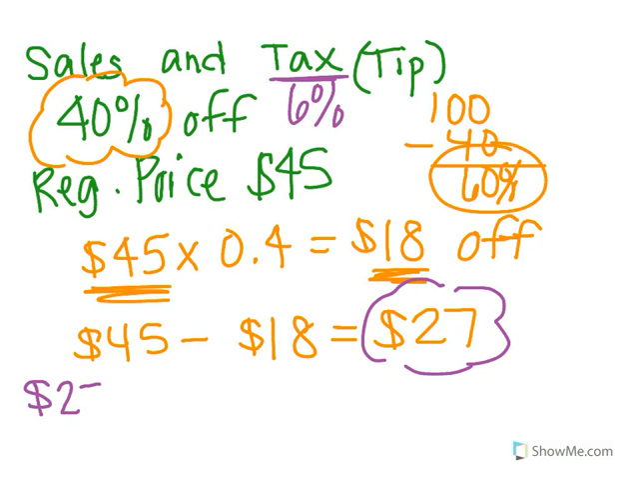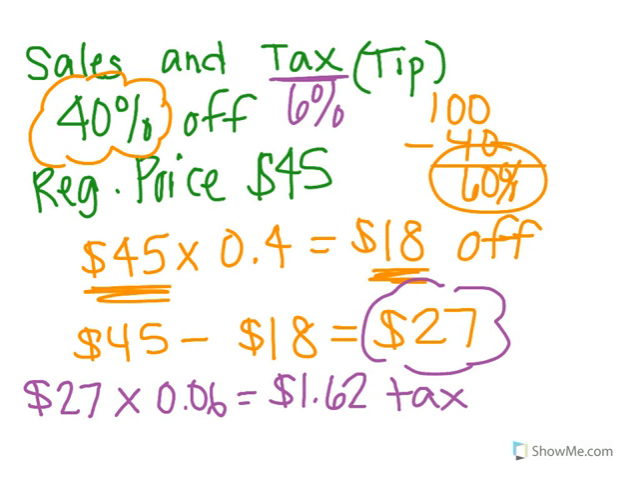So we'll start out the same way, and we'll say that $27 times 6%, and we write 6% as a decimal as 6/100ths, is $1.62. Now here's how much you will pay just in tax alone, $1.62.